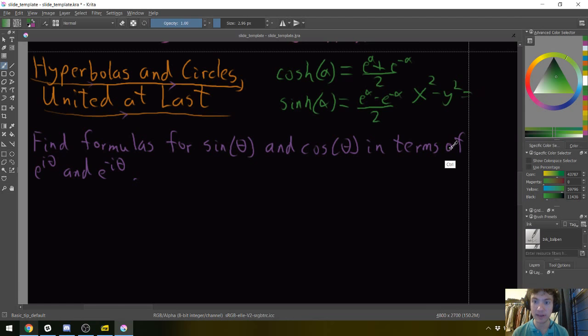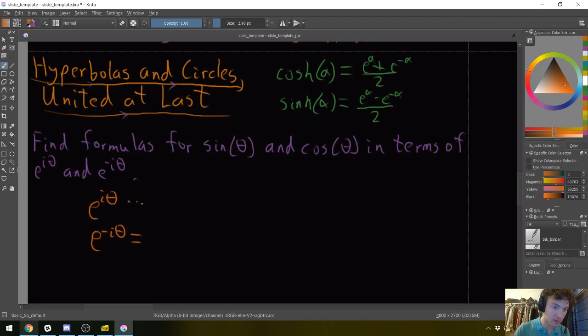So we're going to see why these formulas are very natural if you think of Euler's formula for the regular sine and cosine. So let's do that first. I'll ask you, tell me what Euler's formula gives for the two expressions e to the i theta and e to the minus i theta.